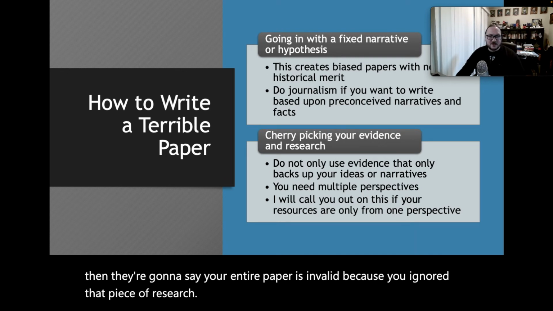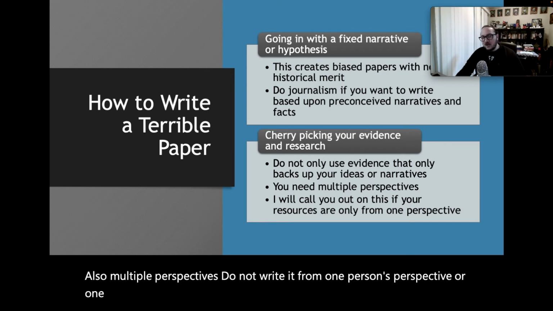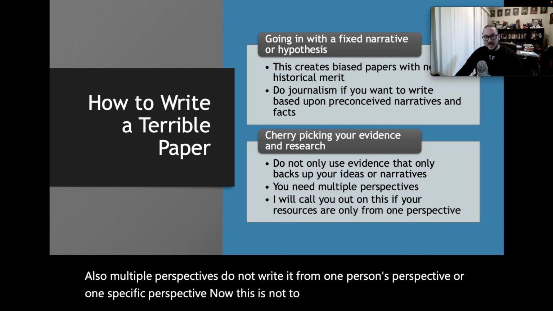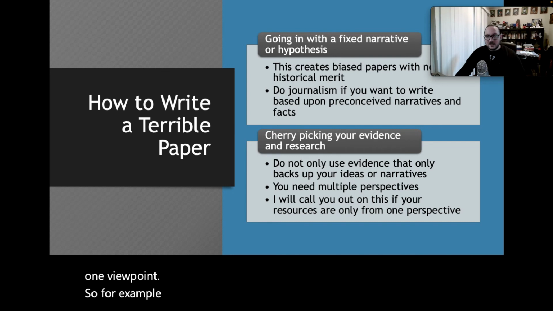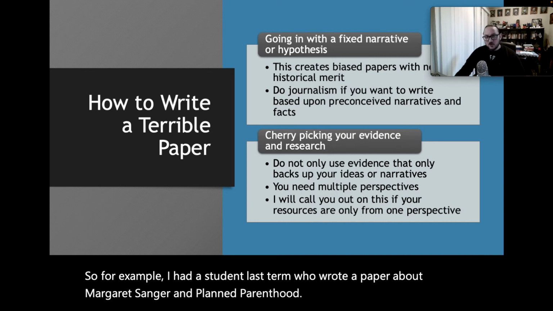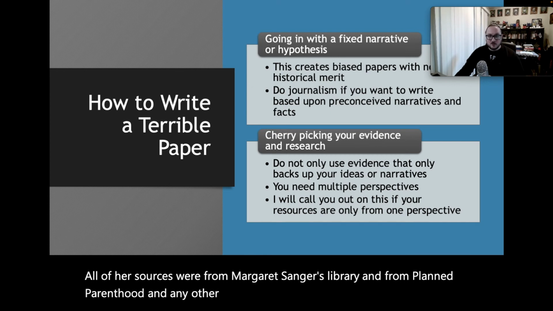Also, multiple perspectives. Do not write it from one person's perspective or one specific perspective. Now, this is not to be political, okay? I'm just going to demonstrate something to you of how you write a paper that only has one viewpoint. So, for example, I had a student last term who wrote a paper about Margaret Sanger and Planned Parenthood. All of her sources were from Margaret Sanger's library and from Planned Parenthood and any other pro-abortion group. None of it came from any other source.